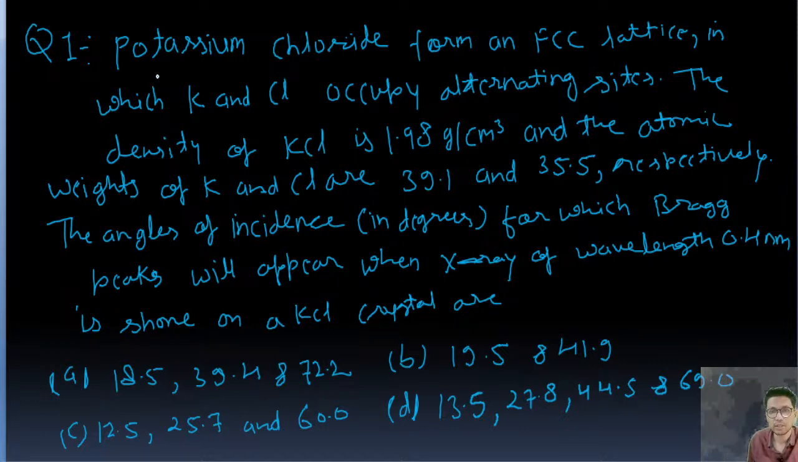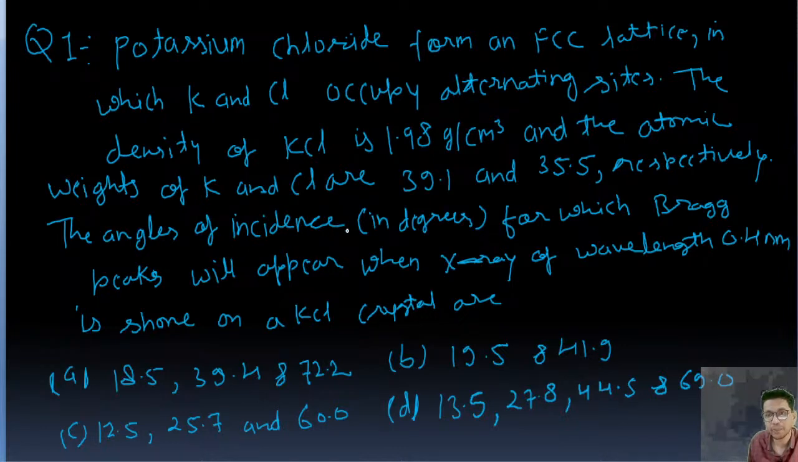So the question is: potassium chloride forms an FCC lattice, in which K and Cl occupy alternating sites. The density of KCl is given, guys. This is the density, 1.98 gram per centimeter cube, and the atomic weights of K and Cl are also given, that is 39.1 and 35.5 respectively.